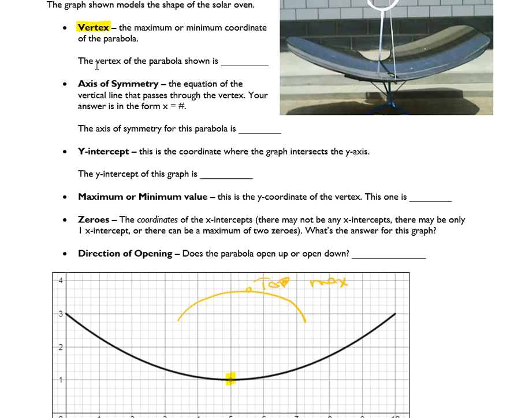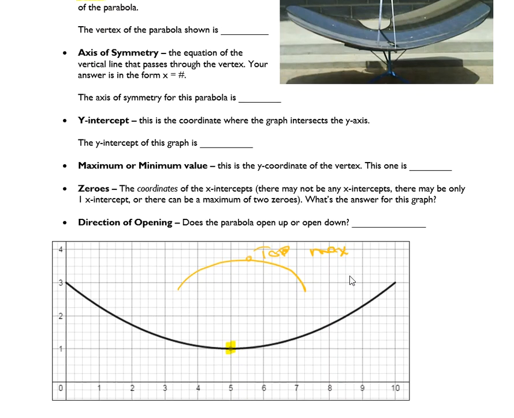The vertex of the parabola shown is, so what's the coordinate of the parabola shown? The vertex is a coordinate, it's not just a number. Let me roll it up a bit more here. So what is the coordinate right here of that point? So we state the x value first. My x value is a 5, and then the y value is a 1. So the coordinate of the vertex is (5, 1). Always write the vertex as a coordinate, always. There's two parts to it.